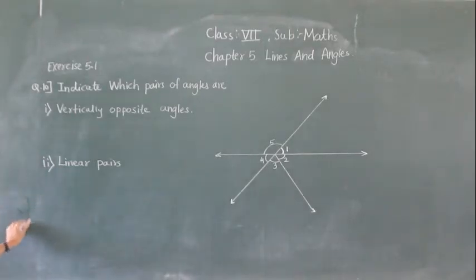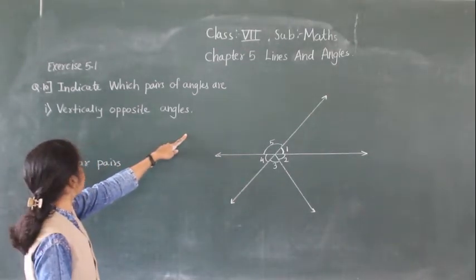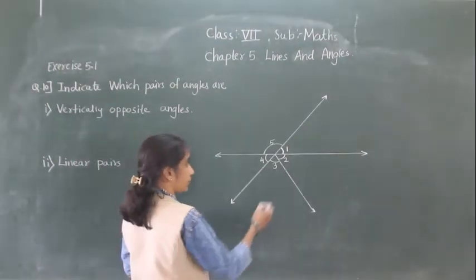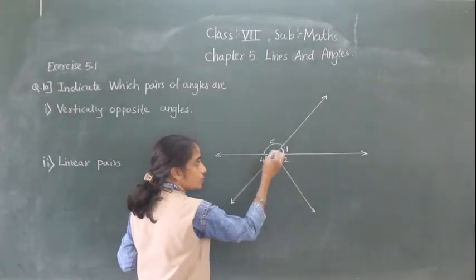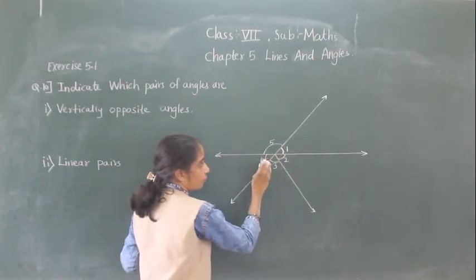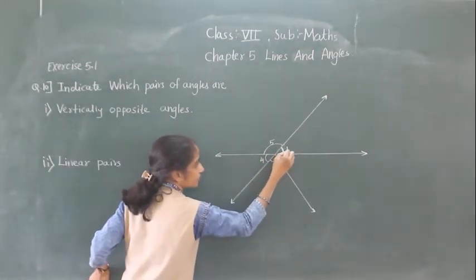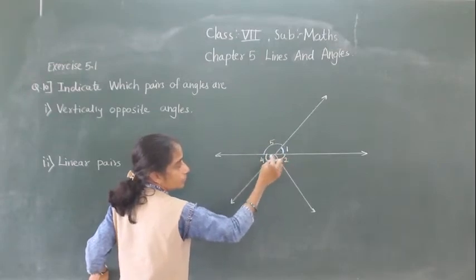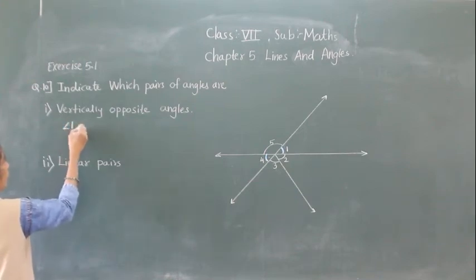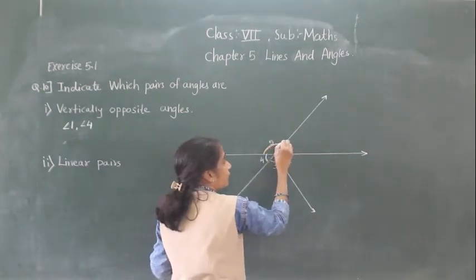Let's solve question number 10. Indicate which pairs of angles are vertically opposite angles. Now if you see in this figure, angle 1 is vertically opposite angle to angle 4. See, angle 1 and angle 4 are vertically opposite angles. So what will we write here? Angle 1 and angle 4, vertically opposite angles.